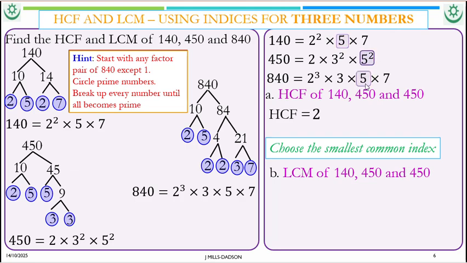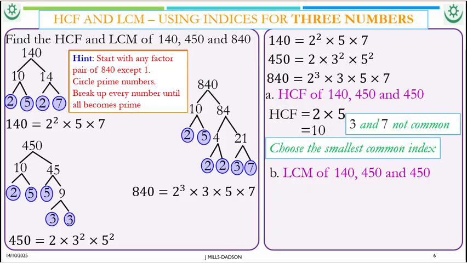Let's check the groups of 5. What is the smallest? 5 to the power 1, so that one will represent the groups of 5. 7 is here, 7 is at the bottom, the 7 is not in the middle one, so 7 is not common. So our highest common factor is exactly 2 times 5. We didn't choose 3 and 7 because they are not common. So our answer is 10.